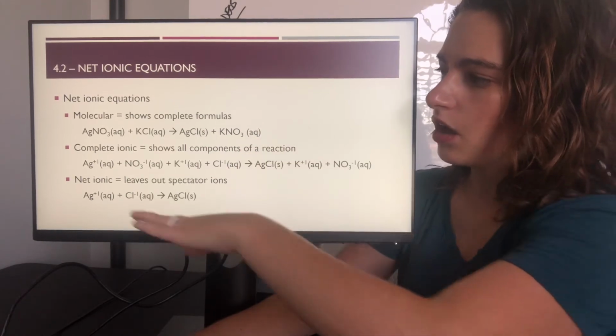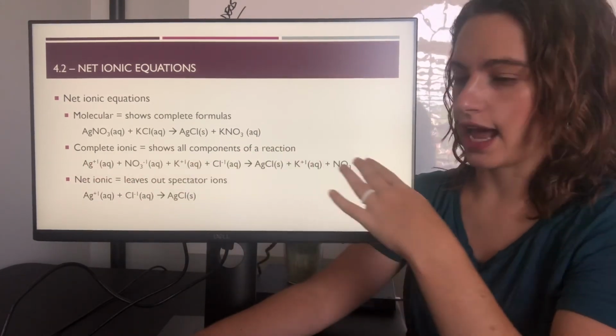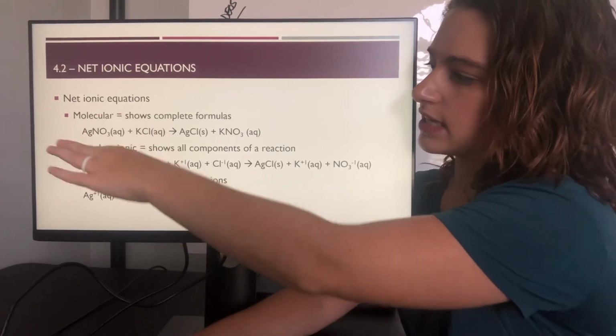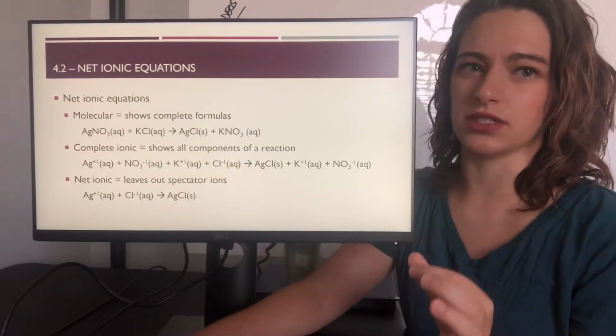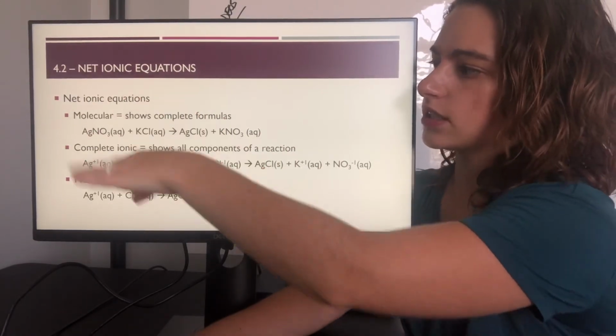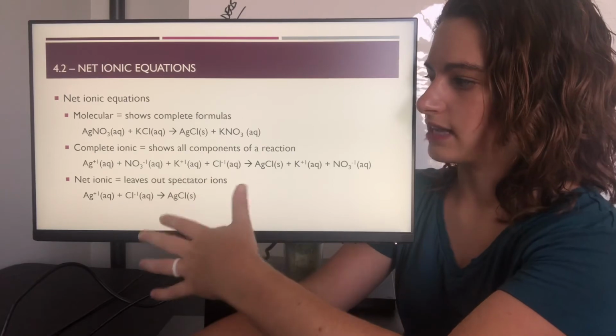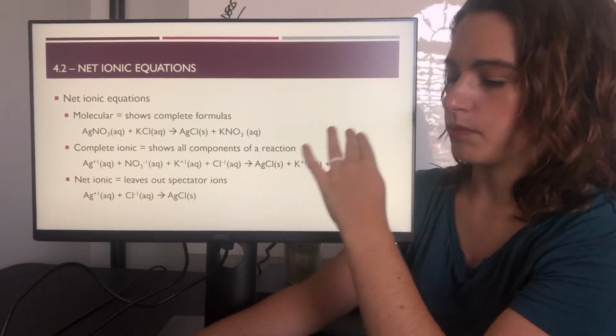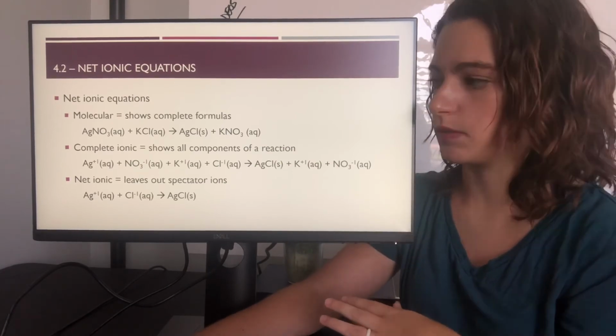So from here, we could also write what's called the complete ionic, which shows all of the pieces. Okay, so the molecular is keeping them in their compounds. I know these aren't technically molecules because they're ionic compounds, but we call it molecular because it's showing them as if they were in full chemical formulas. Okay, complete ionic is going to show all the components. So we're breaking everything up that can be broken up.